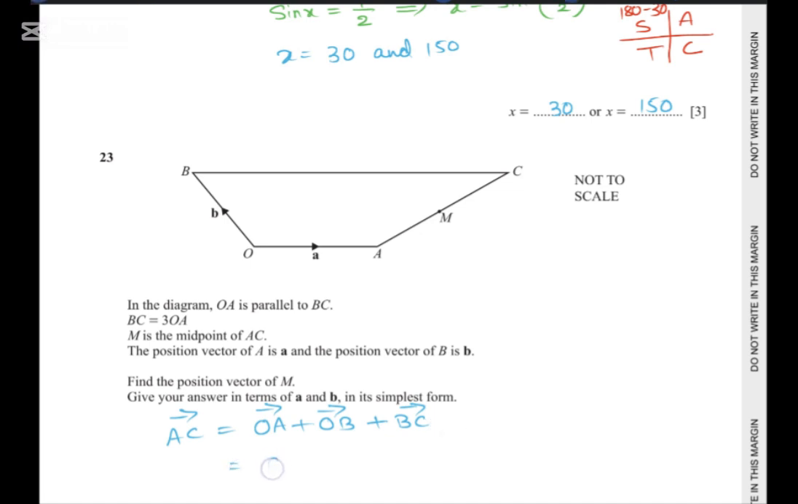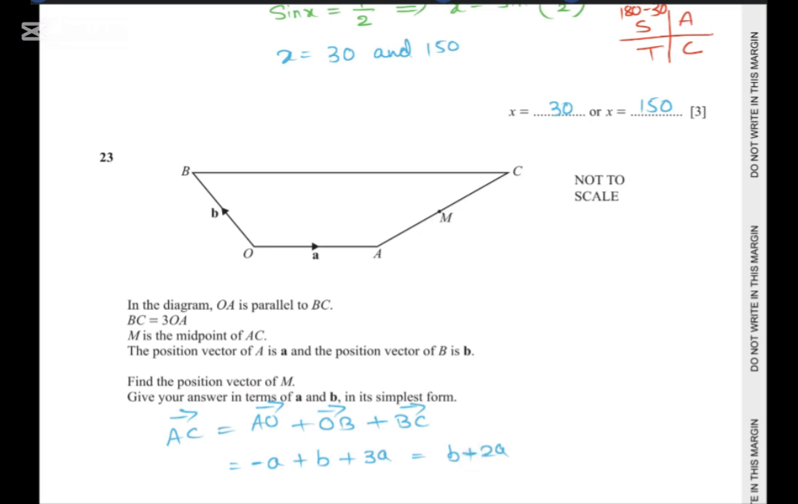So now what is AO? OA is a, so AO will be negative a. Then OB is b. Now what is BC? BC should be 3 times OA, which will be 3a, because they have given here that BC is equal to 3 OA. So finally your answer can be simplified to b plus 2a, because 3a minus a is 2a. This is AC.